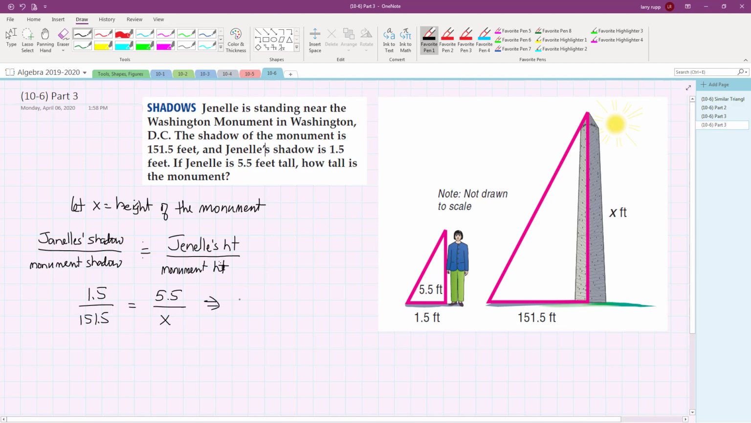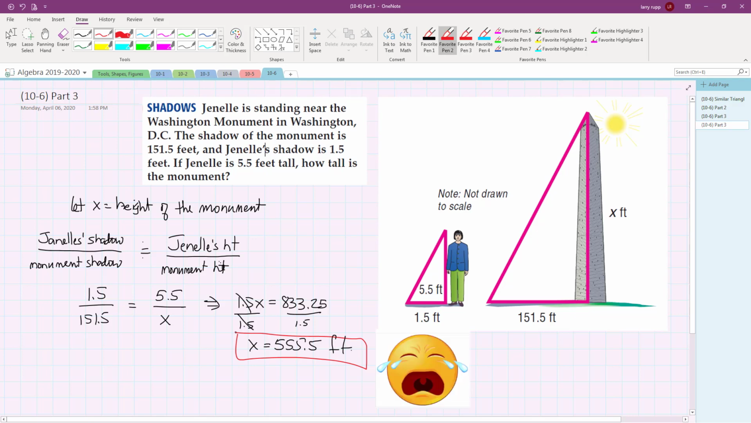Okay, some fast cross multiplication. You have 1.5x is equal to 833.25. Divide both sides by 1.5. This goes to 1, and we have x is equal to 555.5 feet. Not so scary, right?